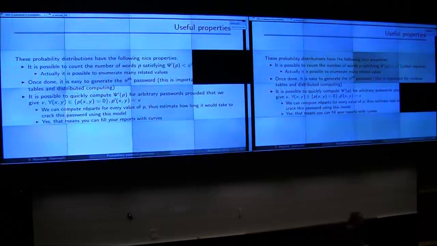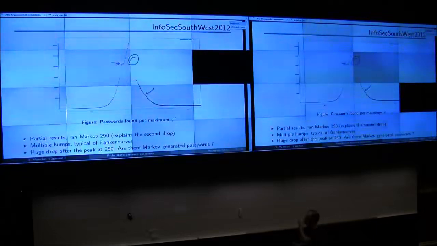And also you can fill your reports with curves, which is great when you're a security consultant, and so everything ends up as a PowerPoint presentation at the end. So here is the kind of curve that you can generate. I selected a very strange one to show you the kind of things, it's a bit like CSI, you can get a lot of information from that curve.